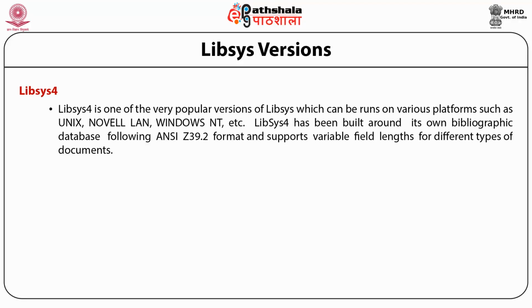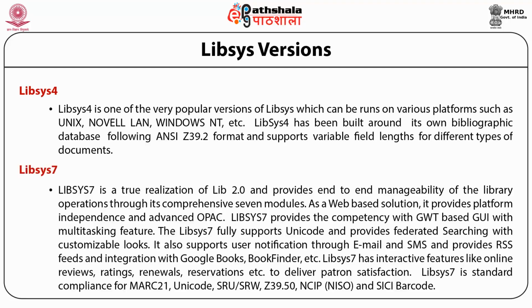Lipsys 4 has been built around its own bibliographical database following ANSI Z39.2 format and supports variable field lengths for different types of documents. While the latest version is Lipsys 7, which was launched in the year 2008, this version is a true realization of Lib 2.0 and provides end-to-end manageability of the library operations through its comprehensive 7 modules.